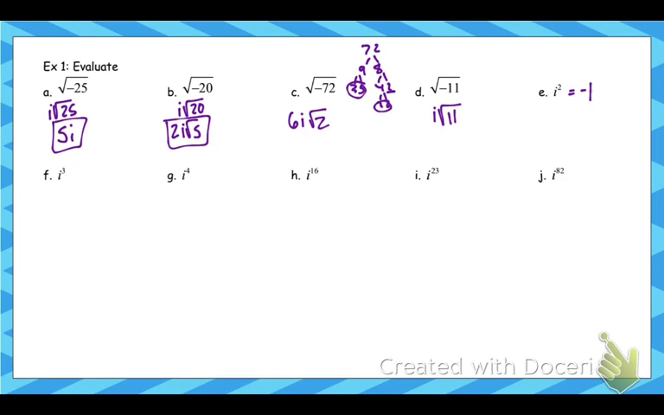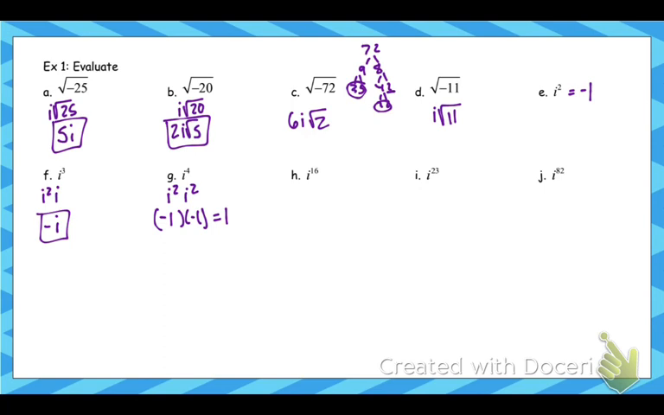So using our exponent rules, i cubed is the same thing as i times i times i. All right, or a different way of writing that is i squared times i. Well, we know that i squared is the same thing as negative 1. So I can rewrite this as negative i. All right, let's look at i to the 4th. That's i times i times i times i. Or another way we can look at that is i squared times i squared. i squared is negative 1. Negative 1 times negative 1 is positive 1.